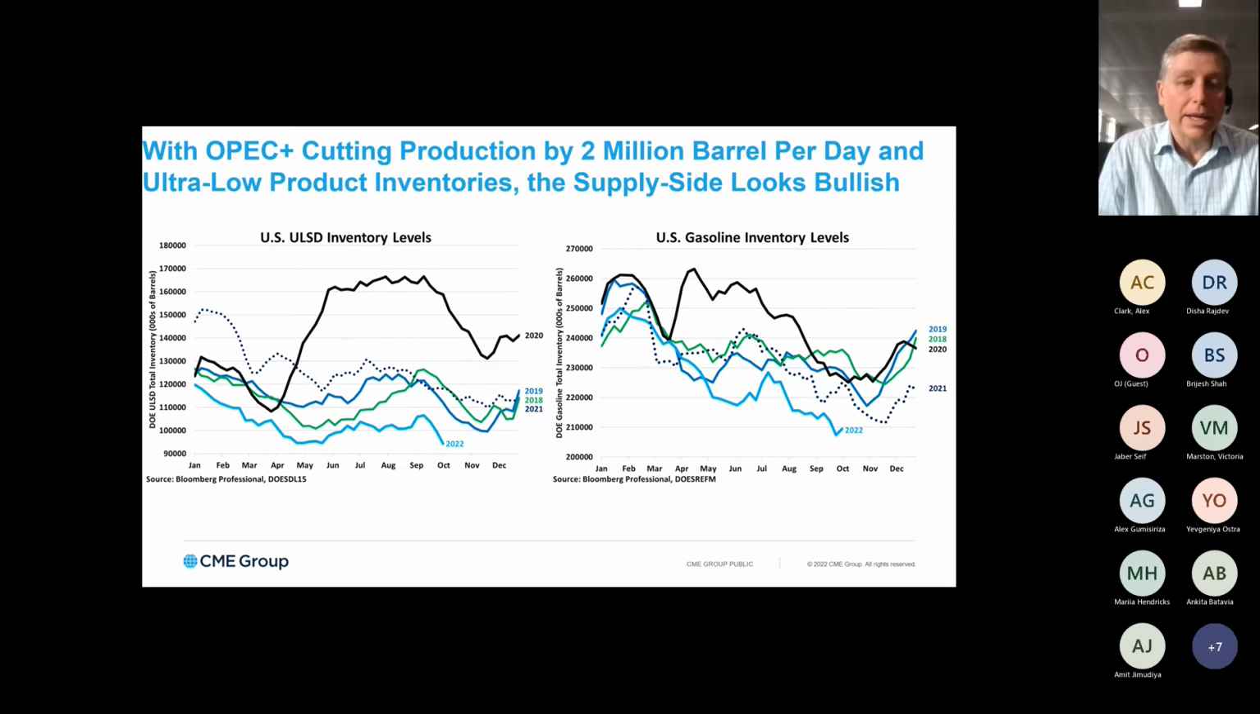Well, the first reason, I think, is that inventories are very, very low at the moment. When you look at the inventories of ultra-low sulfur diesel, you can see 2022 down here in the light blue line. And you can see it's very, very far below the inventory levels that we had for ultra-low sulfur diesel at similar points in the year in 2021, 2019, and 2018. And of course, very far below 2020, which was influenced by the pandemic. Same thing is true when you look at gasoline. Gasoline inventories are also extremely low.